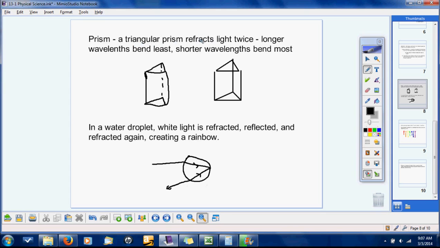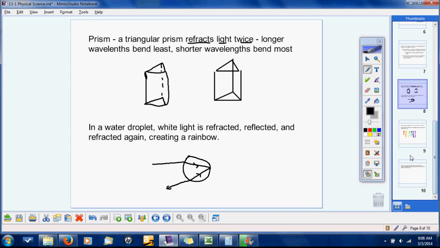The triangular prism will refract or bend the light twice. So the light will come in, it'll bend, it'll hit the two sides of the prism and come back out again. Or in the water droplet, it comes in, it bends, it bounces, and it bends. And then the rainbows will be created.